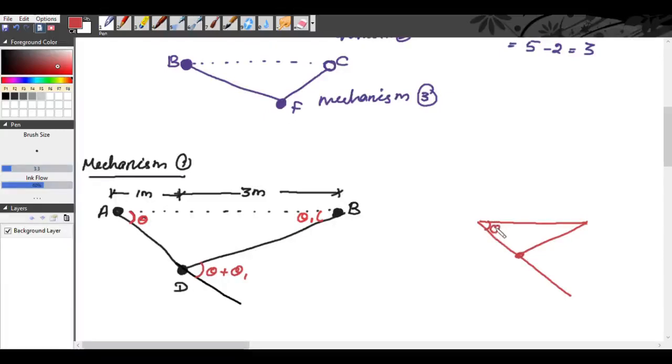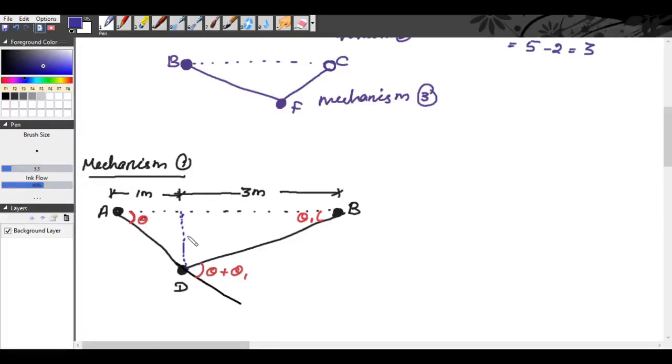See, when this angle is theta, you draw a parallel line to this line, so this angle becomes theta. When this is theta 1, these are alternate angles, so this angle is theta 1. So the total angle is theta plus theta 1. That is why it is theta plus theta 1. Now let us see what this distance is. This distance is nothing but 1 into theta or 3 into theta 1.